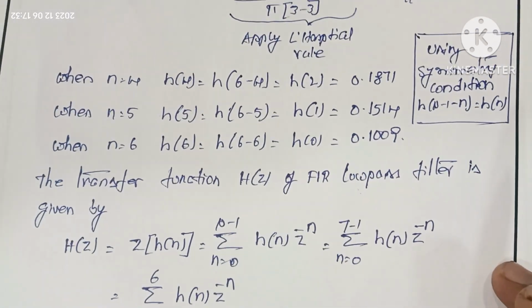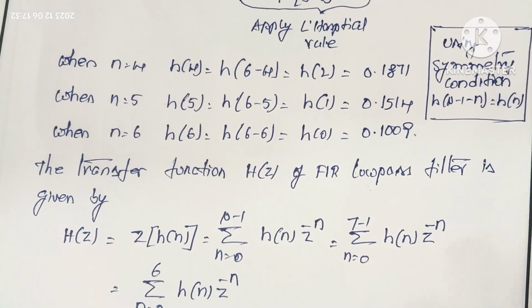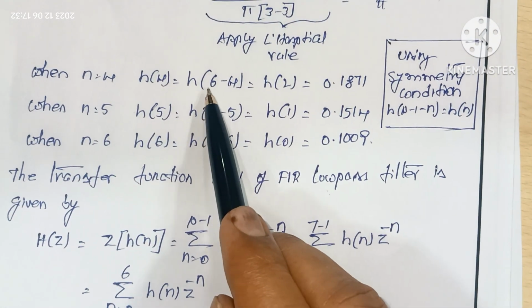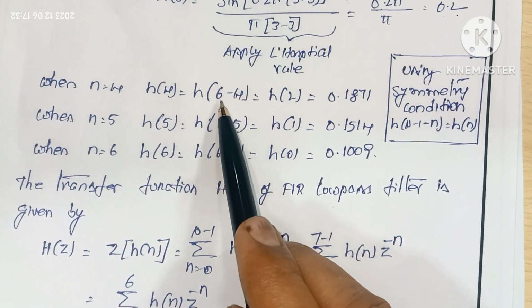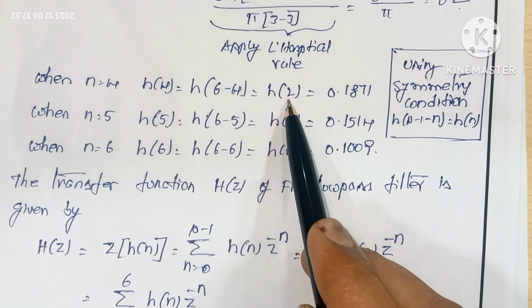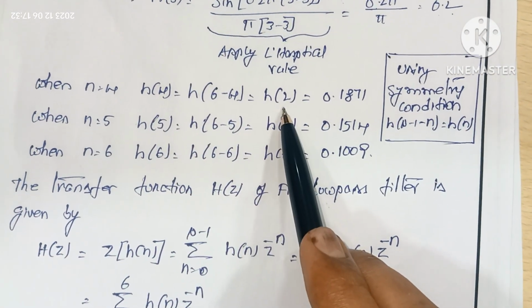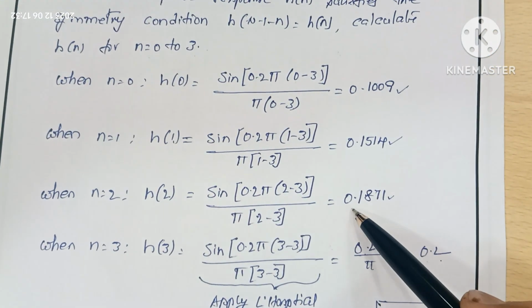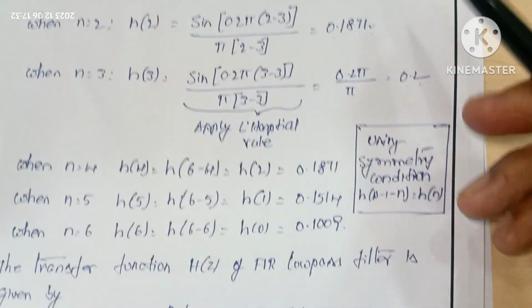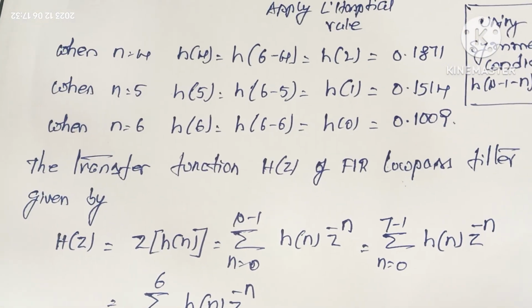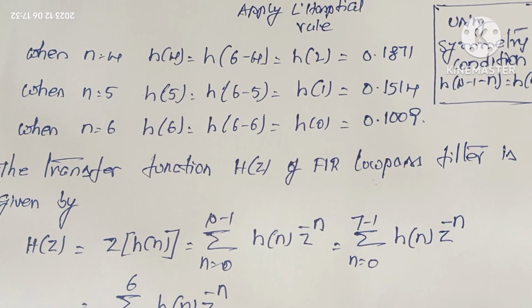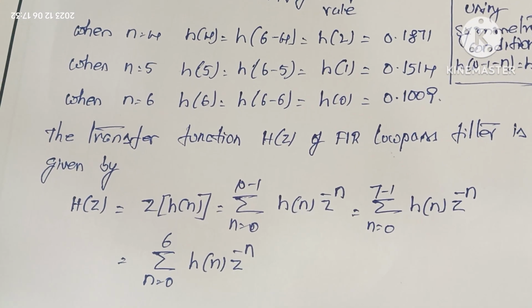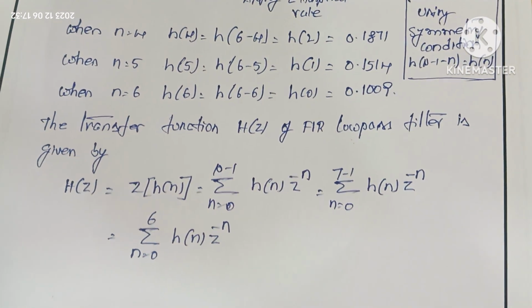For computing the further sample values n equal to 4, 5, 6, we can use the symmetry condition. h of n is equal to h of N minus 1 minus n. N minus 1 is 6, and 6 minus 4 is 2, so h of 4 is equal to h of 2. Already we computed this h of 2 value, see here, 0.1871. Similarly, when n equal to 5, h of 5 is equal to h of 6 minus 5, which is h of 1. So h of 5 and h of 1 are both equal. And similarly h of 6 is equal to h of 0.